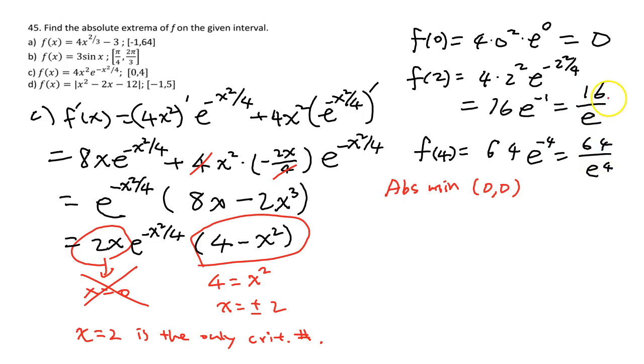Well, the top one, from 16 to 64, is multiplied by 4 times. However, e is about 2.7, so 2.7 is divided 3 more times down here. So you're dividing by e 3 more times, so that makes this smaller. So you can say that the absolute maximum, the highest value, is when x is equal to 2.